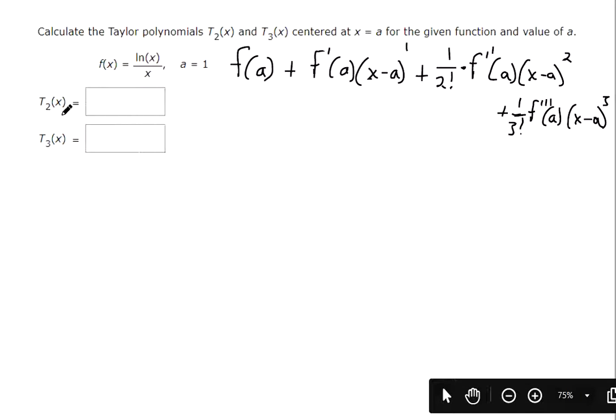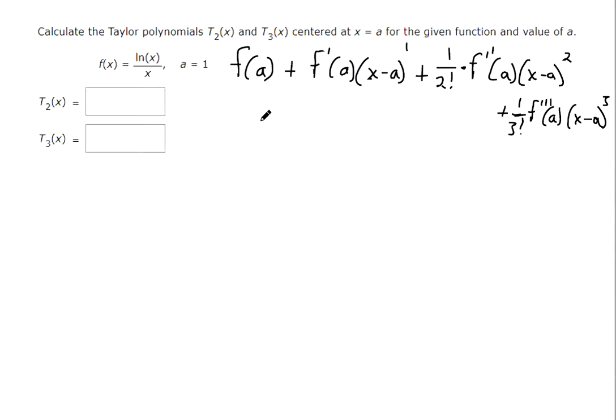Okay, so for our Taylor polynomial, that just means we're going to plug in 1 for a. If you plug in 1 here and 1 here, it doesn't matter in the denominator, right? Because natural log of 1 is 0. I guess it wouldn't matter if we were dividing by 0, but we get 0 for f of a. Next, the first derivative.